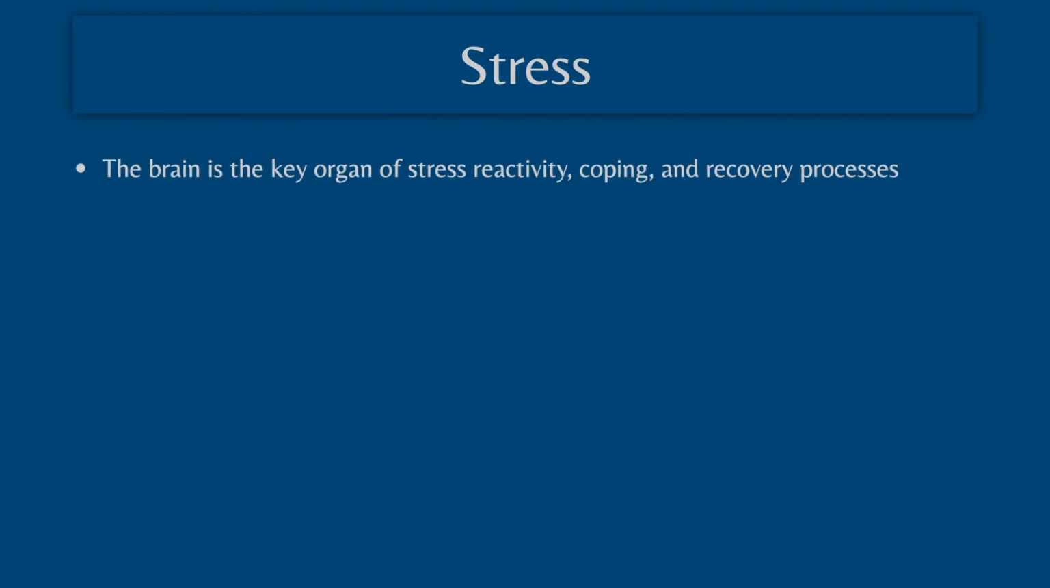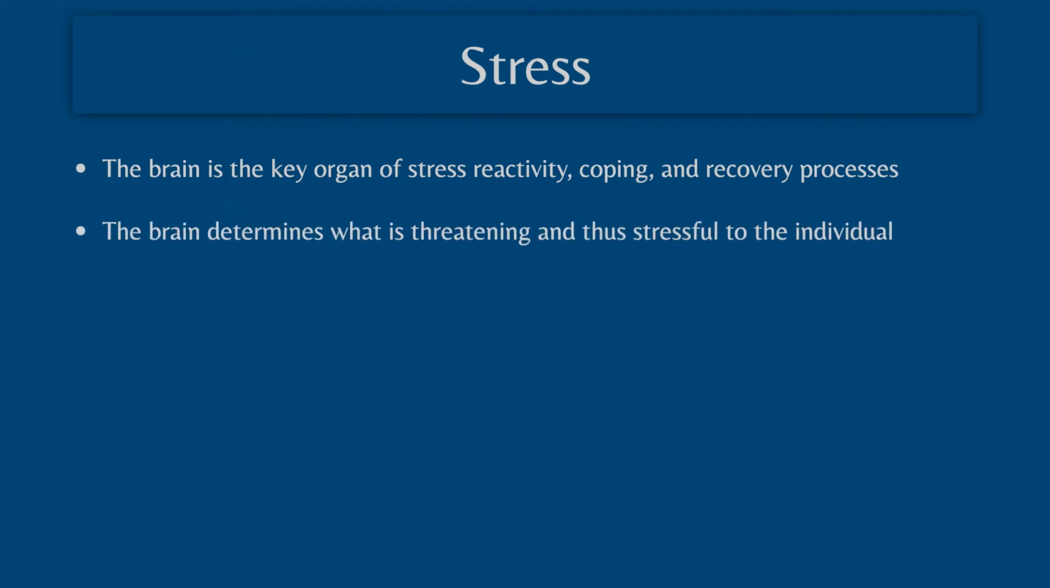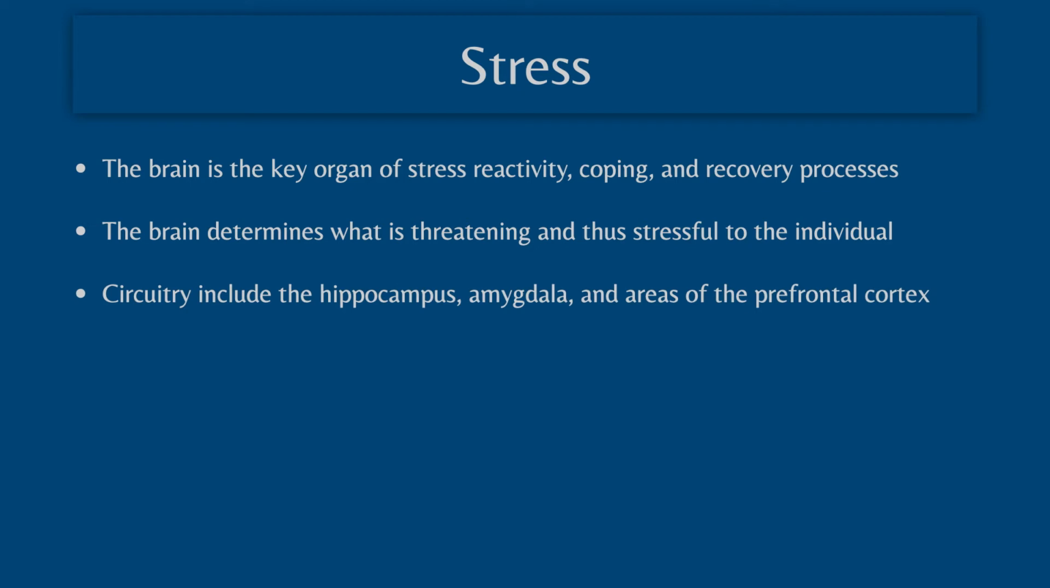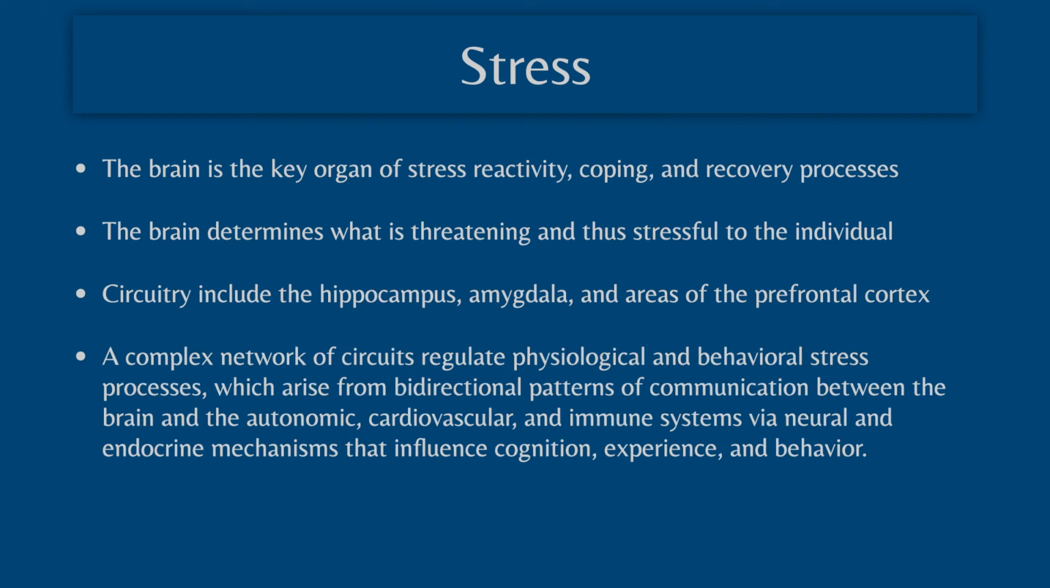Now, the brain is the key organ of stress reactivity, coping, and recovering processes. Within the brain, a distributed neural circuitry determines what is threatening and therefore stressful to the individual or your client. Instrumental brain systems of this circuitry include the hippocampus, the amygdala, and areas of the prefrontal cortex. And again, these are all structures that we have talked about pretty often in this course. But together, these systems regulate physiological and behavioral stress processes, which can then be adaptive in the short term or maladaptive if they continue for the long term.